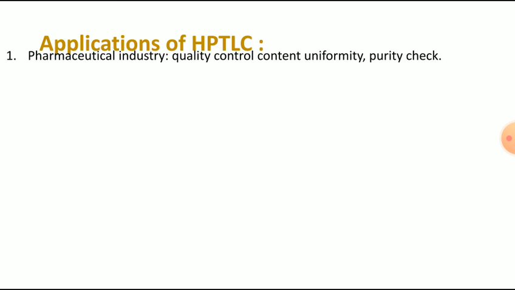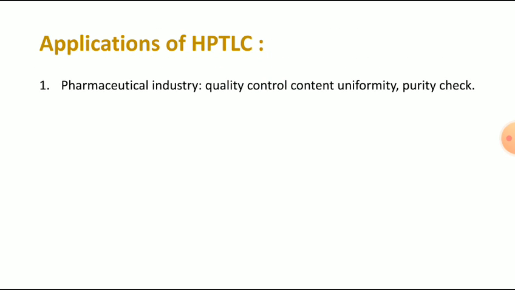First one is the pharmaceutical industry. This is useful in the pharmaceutical industry for what? For quality control, content uniformity and purity check. In the QC area, we can identify content uniformity with HPTLC, and it is helpful for checking purity in the pharmaceutical industry.